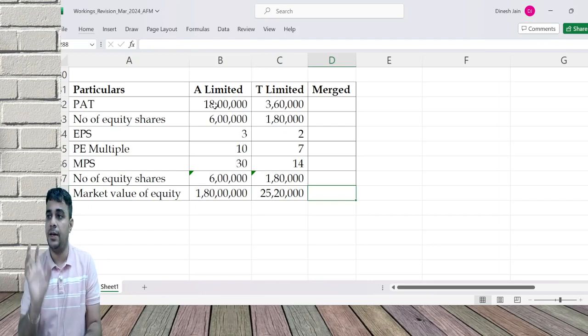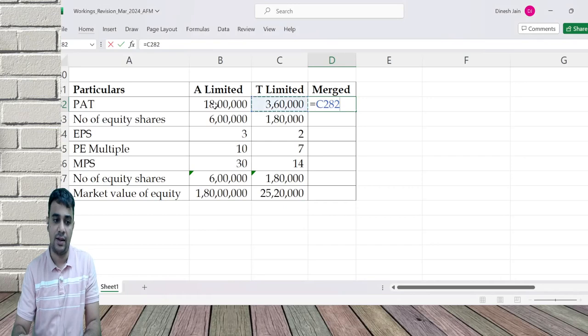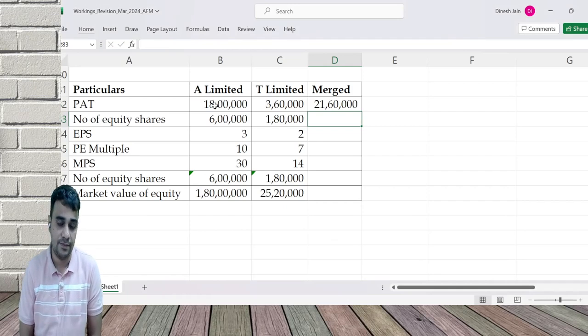Now our job is to complete that merged table. Anywhere is there any synergy gain? The question is talking. Initially, don't tell me the last situation. Any synergy gain? Just add the profits. 18 lakh plus 360.